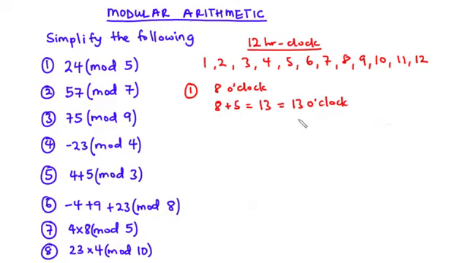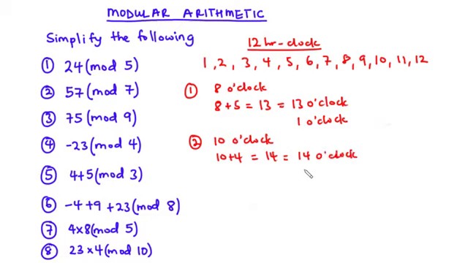Now let's consider the second case. Assuming it is 10 o'clock now, what will be the time in 4 hours? So in 4 hours, we are going to add 4 to 10, and then we have 14. So we say that the time is 14 o'clock. However, the clock displays 2 o'clock.